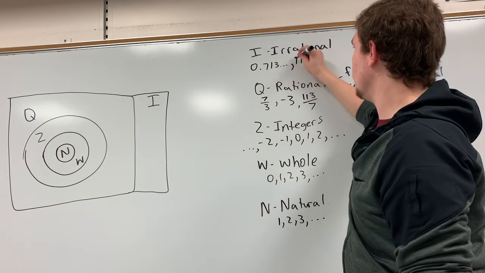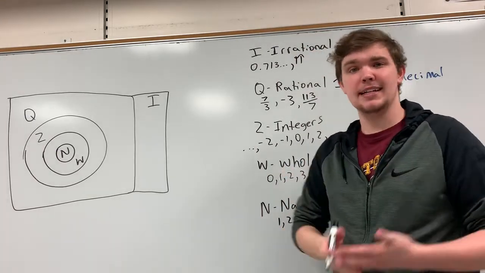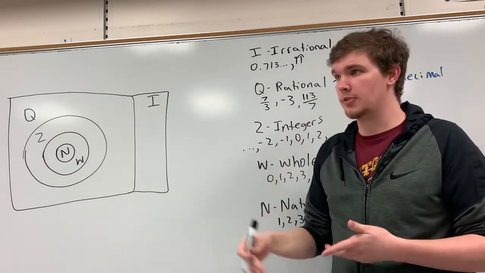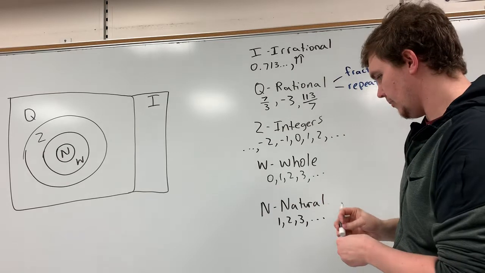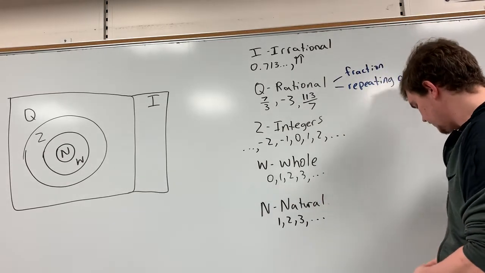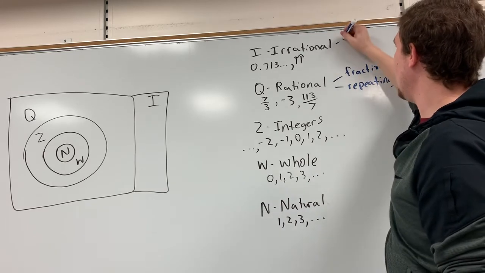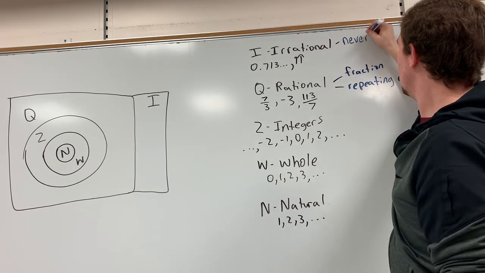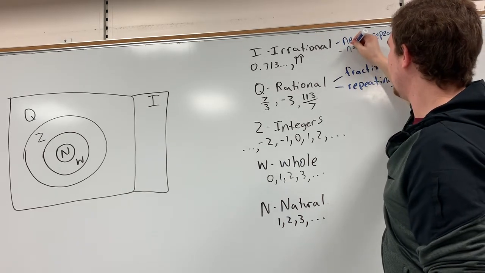Pi would also be an irrational number because pi, as we all know, never repeats and it never ends. It just goes on forever, right? 3.1415 forever. And so maybe I'll make a note next to irrational: these guys never repeat, and they never end.